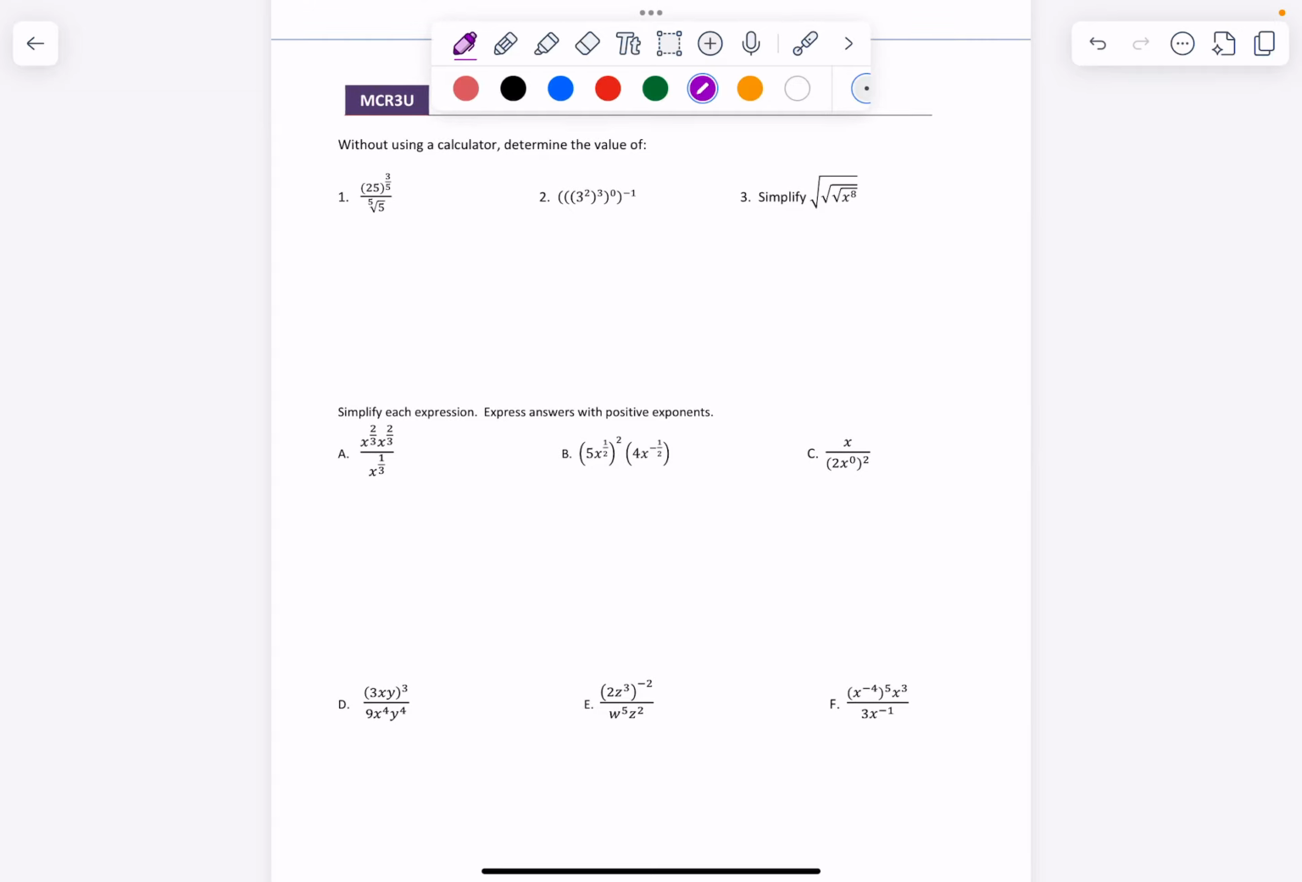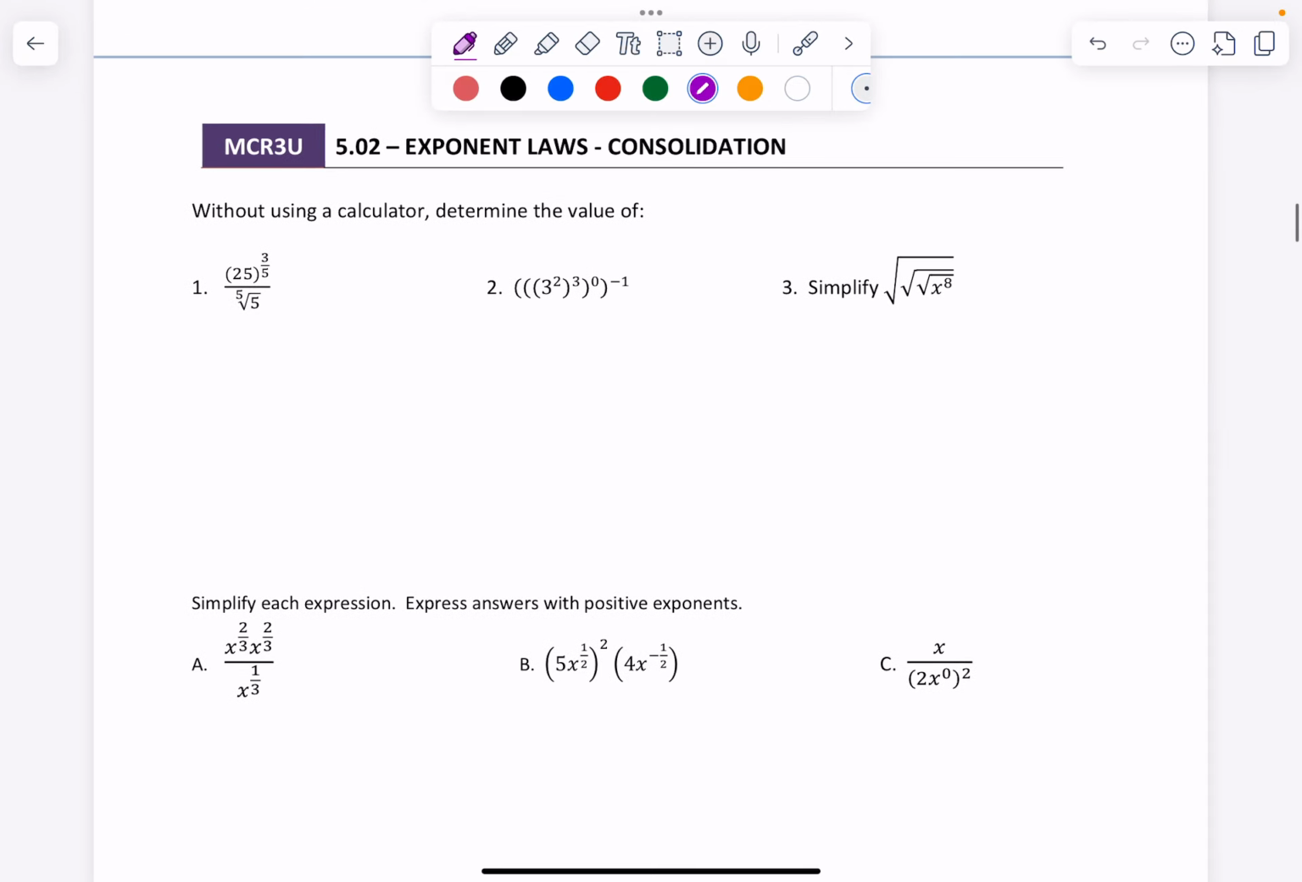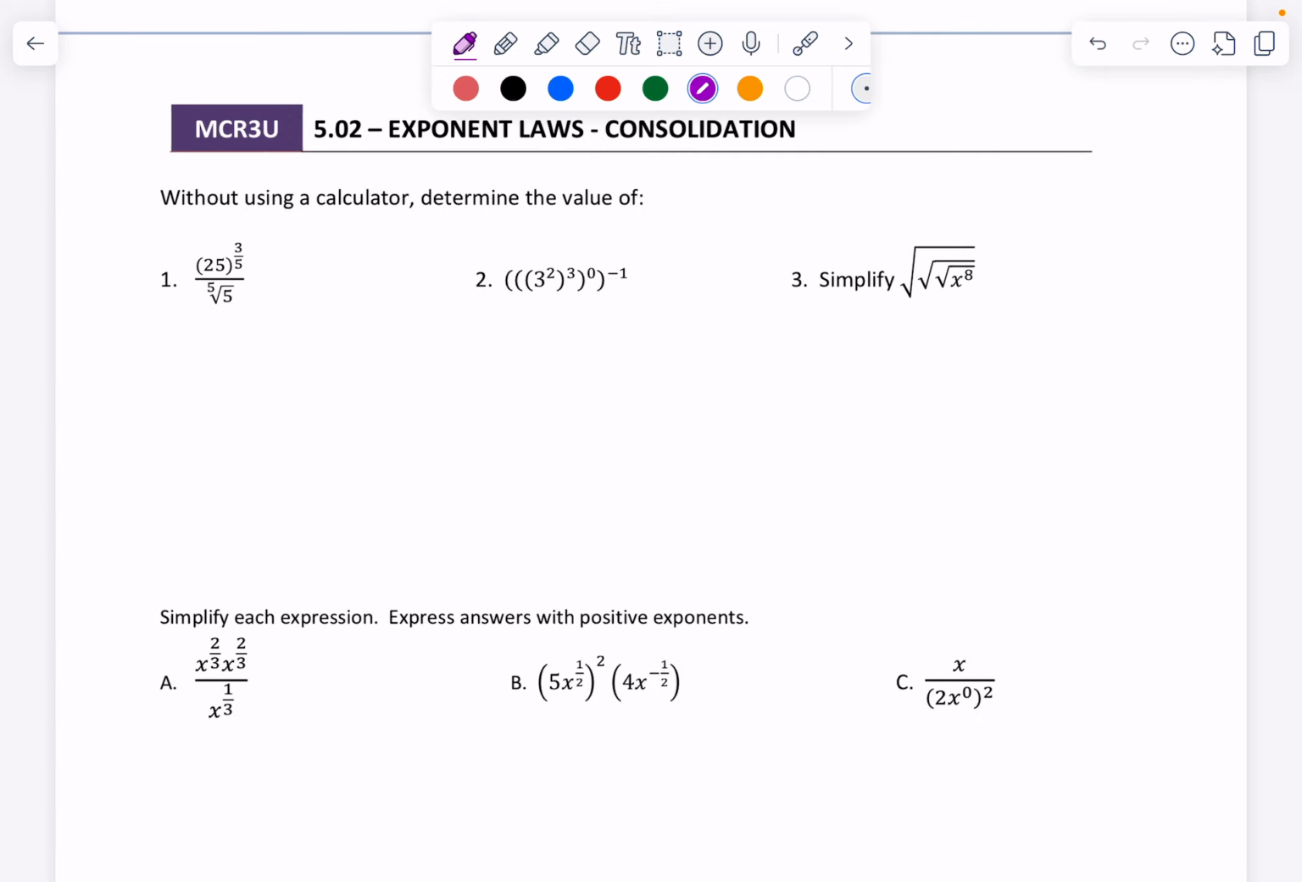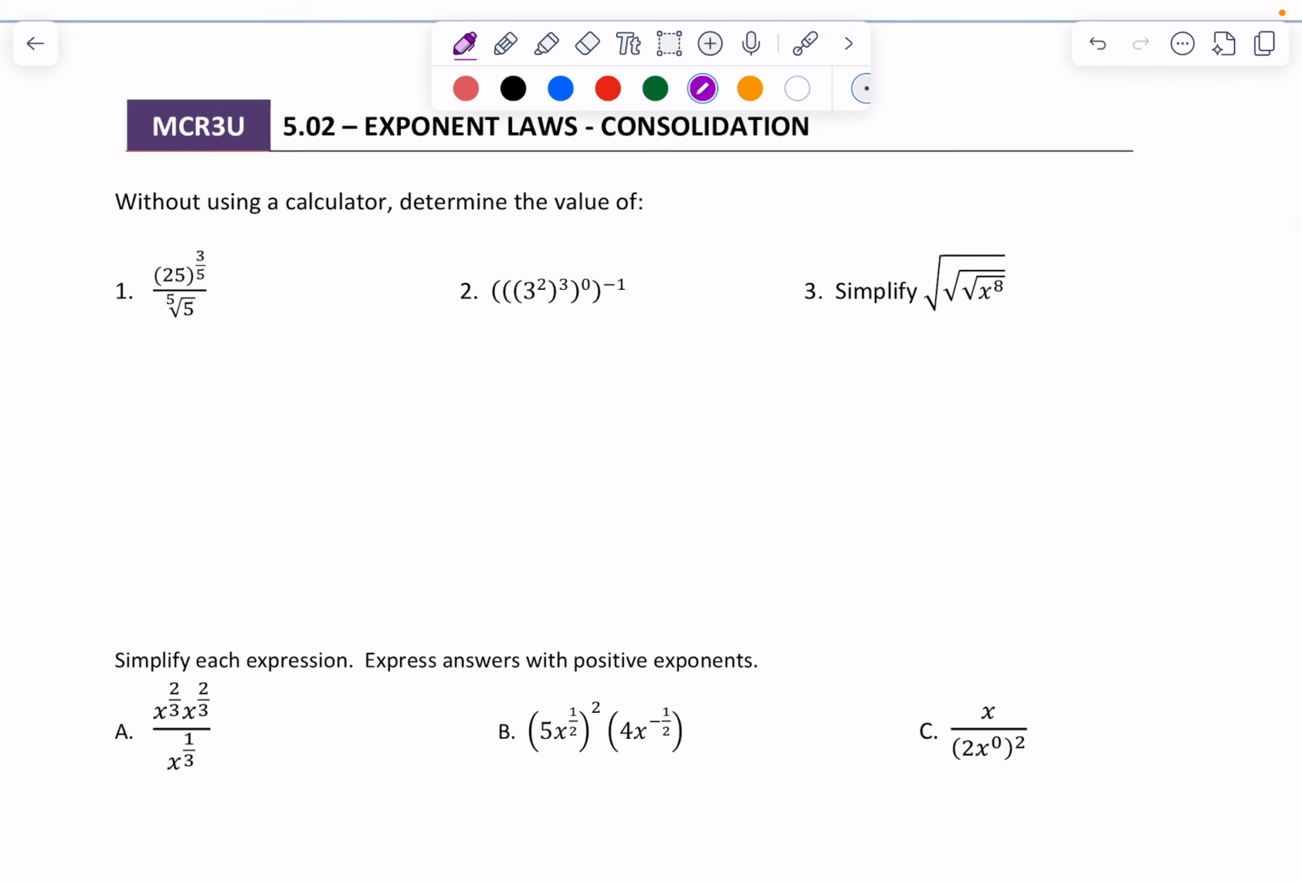Okay, hello everybody. So 5.02 exponent laws consolidation. Let's just get right into it so you don't have to listen to me for too long here. So the first questions here, it's asking us to, without using a calculator, determine the value of blank.